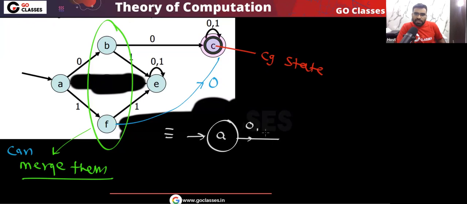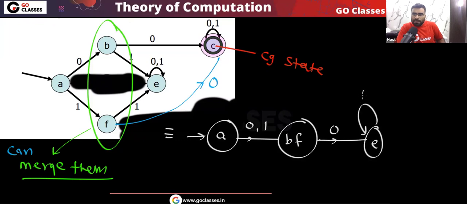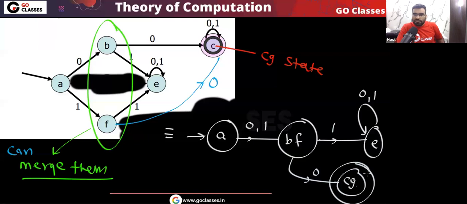So you are getting this type of, remember, on 0 1 you are going to BF. And from here on 1 you are going to state E, and from here on 0 you are going to state CG. Now tell me, so this is what you got. Now you tell me one thing. Now in this automaton, any two states are equivalent or not?